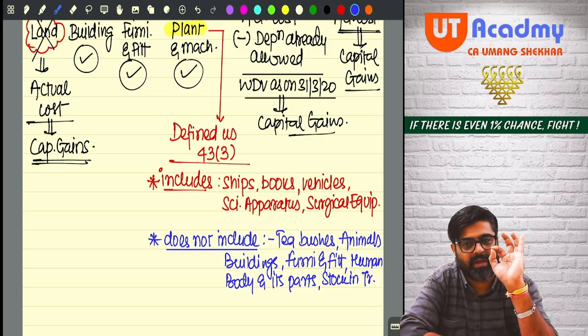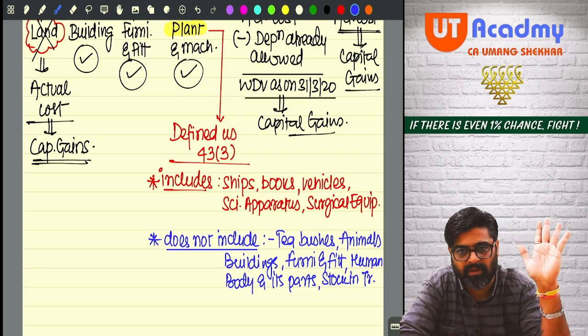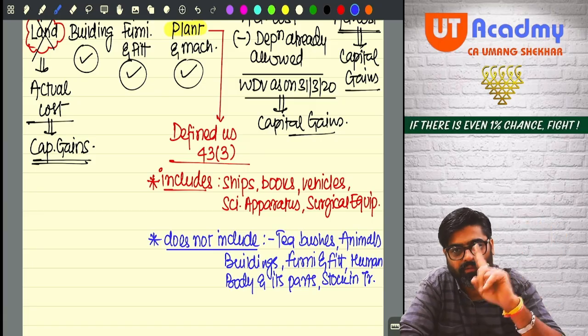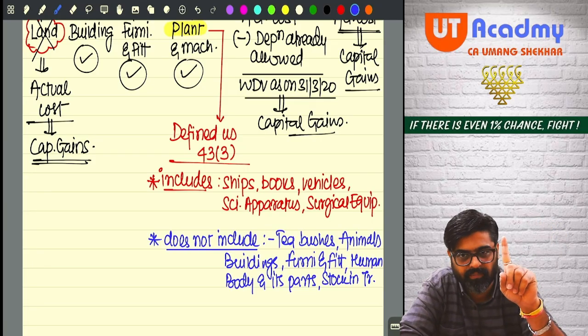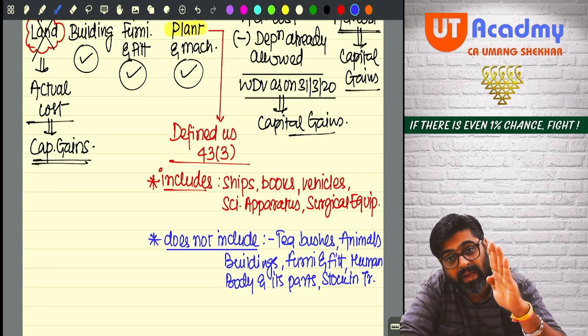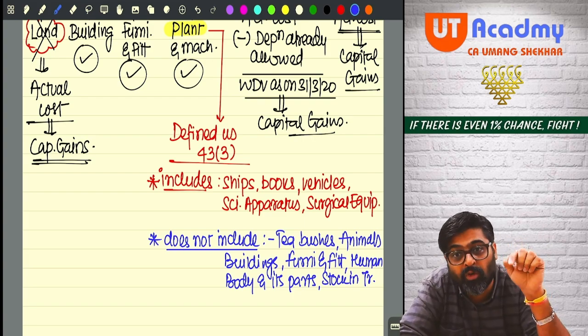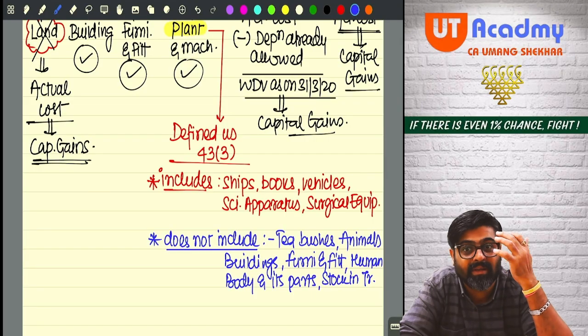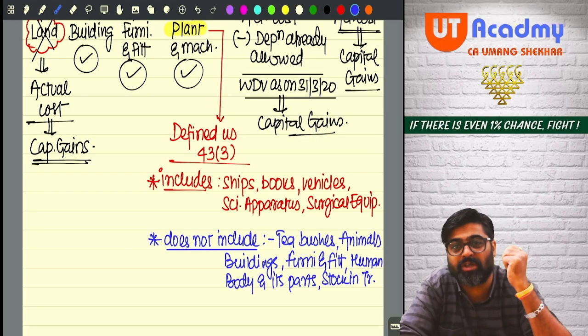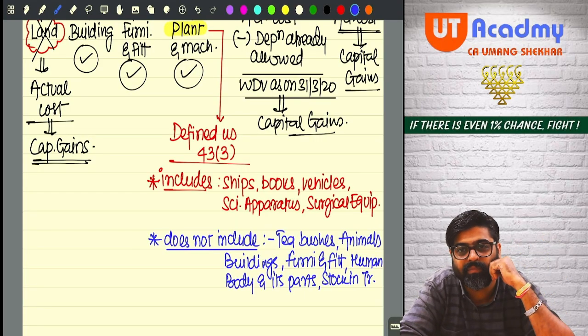See, if you have furniture or building, that is not a plant. Forget it. Furniture and building is not a plant. So anything other than furniture and building is plant. But that should not be human body and its parts. That should not be animals. That should not be tea bushes. That should not even be stock in trade also.